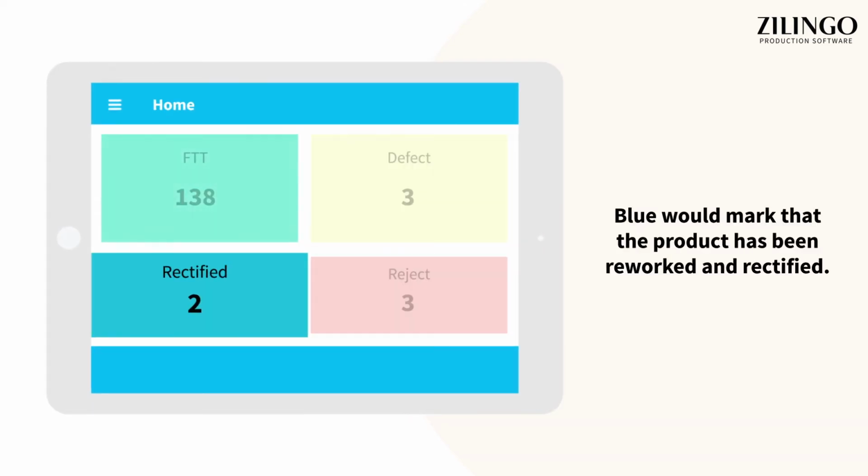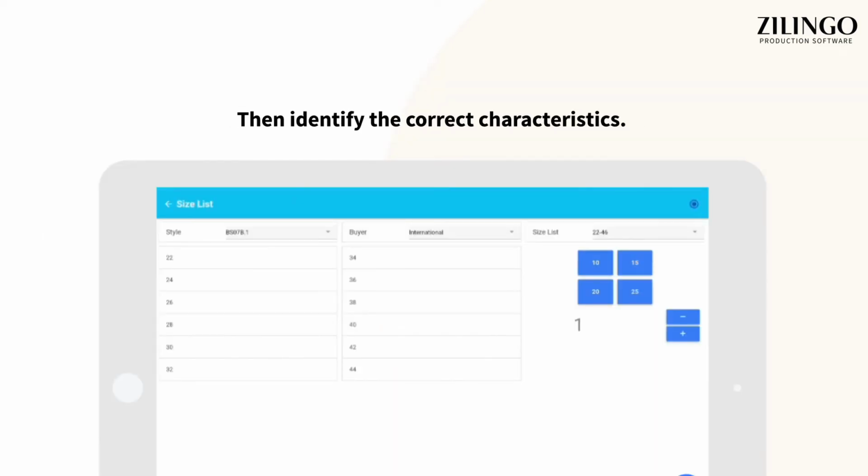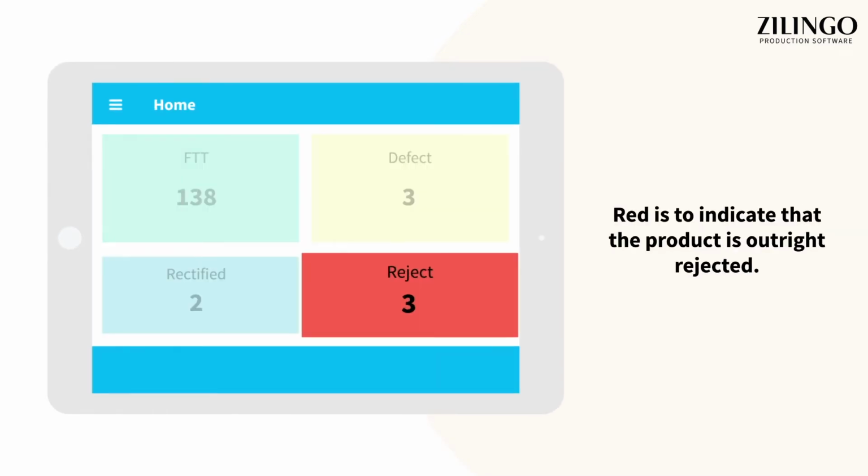Blue would mark that the product is being reworked and rectified, then identify the correct characteristics. Red is to indicate that the product is outright rejected.